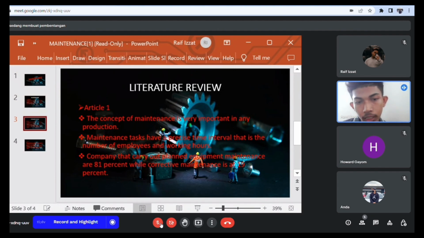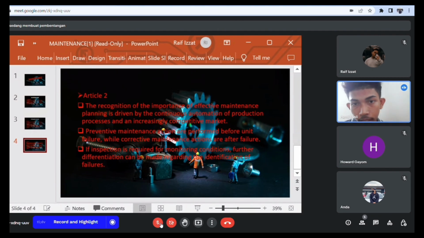Based on the study, manufacturing companies mainly carry out planned maintenance of equipment at 51%, while corrective maintenance is at 19%. Next slide. We continue with the second article, which is a review of maintenance optimization.